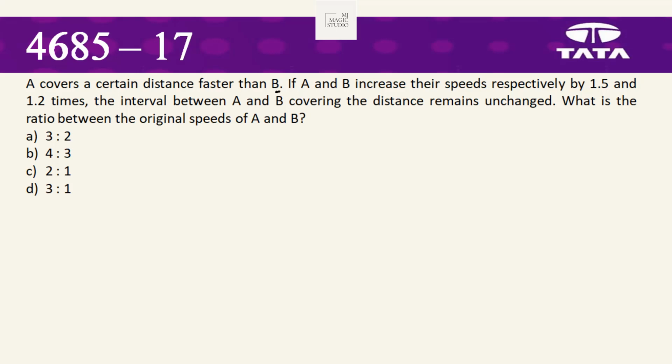Let the original speeds of A and B be A and B. Then, since they are covering the same distance, the time difference initially is 1 by B minus 1 by A. This should be the same as, now that B has increased to 1.2B, 1 by 1.2B minus 1 by 1.5A. You might be asking why 1? We can write it with D also, but when we are comparing, D will get cancelled out.